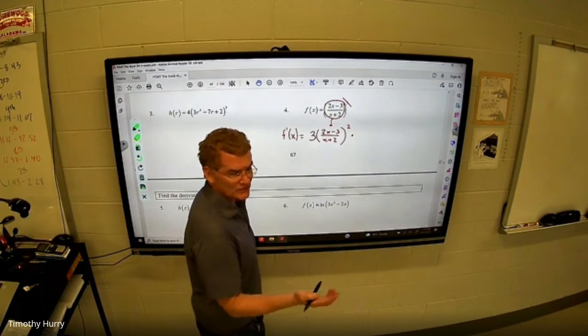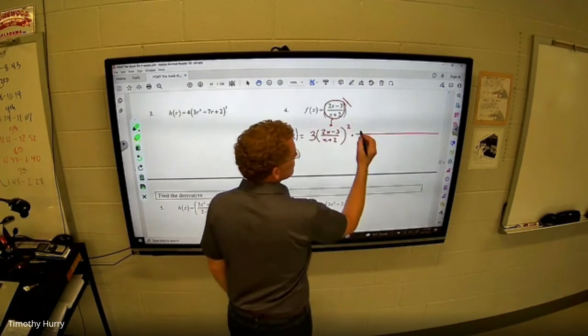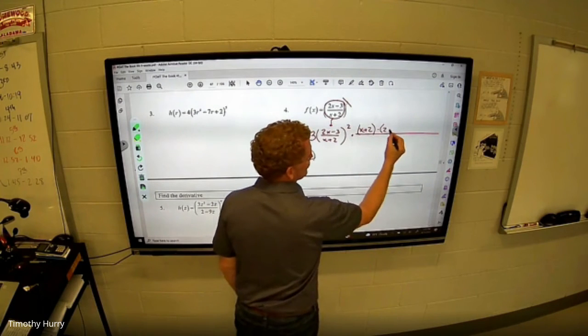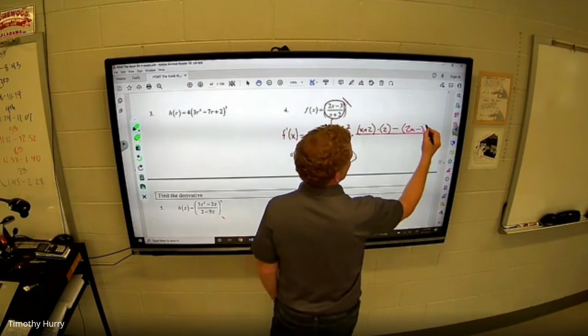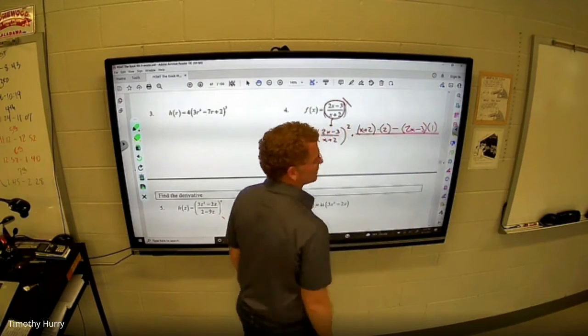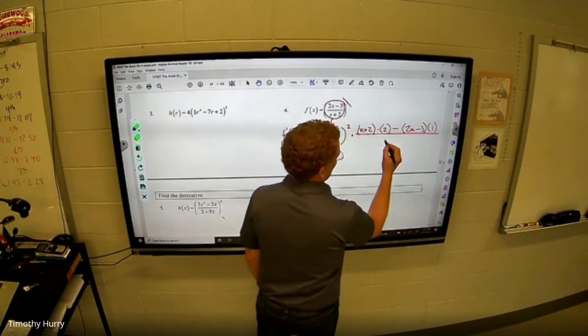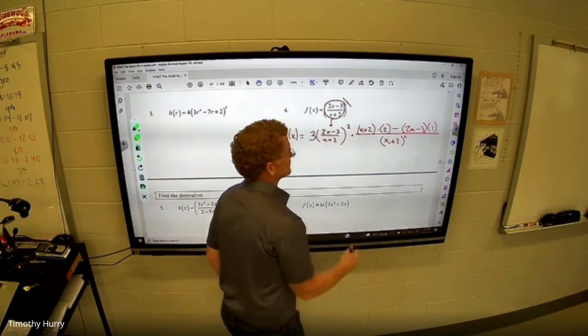Next, what do I have to do? Low d high minus high d low over low squared. So low times the derivative of the high, which would be a 2, minus the high times the derivative of the low, which would be a 1. You don't have to put it times 1 ever. I'm just showing you my work. Over the low squared. And we don't need to simplify any of this junk.